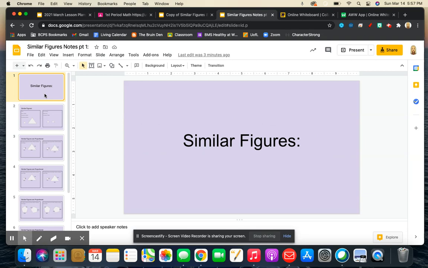Kind of think about what architects do, or if you've ever seen a blueprint. Obviously, that is not the actual size, but using calculations and proportions, we're able to figure out what the dimensions are going to be in real life based on what we put down on paper.